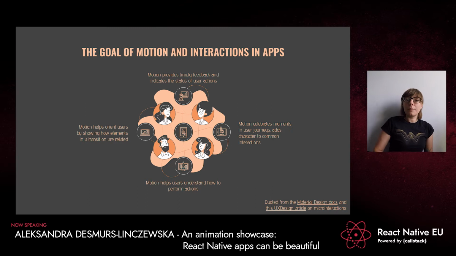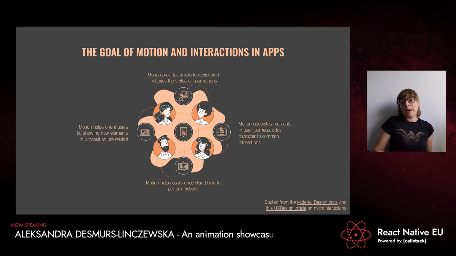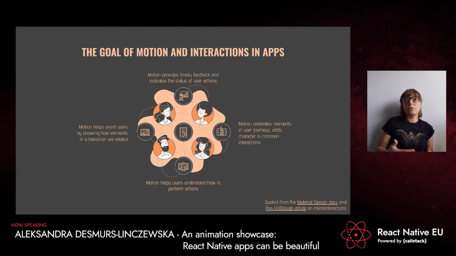Let's talk a little bit about the goal of motion and interactions in apps. This slide was informed mostly by the material design documentation and a UX design article. As far as material design is concerned, even if you don't like the look of material design or you don't like Google as a company, I still recommend reading through the documentation. It's a very high level view and it's very useful to keep in mind the guides and the rules that they set forward.